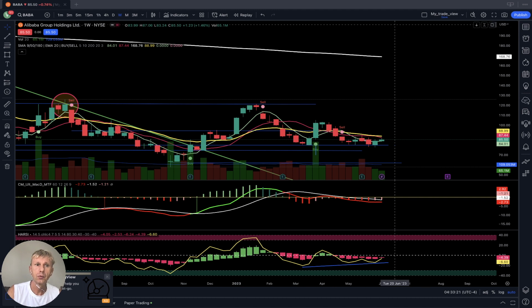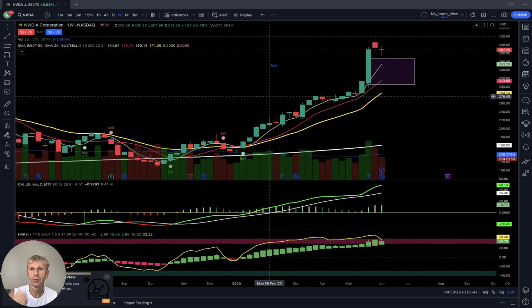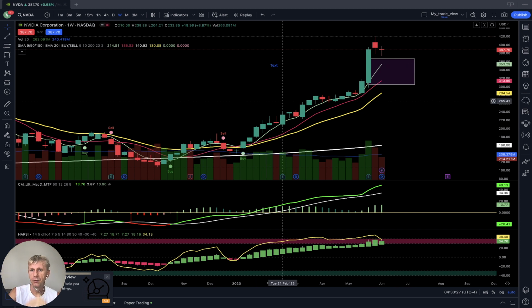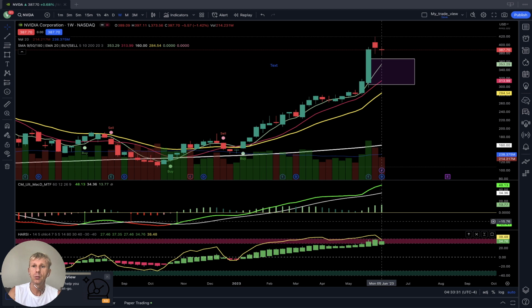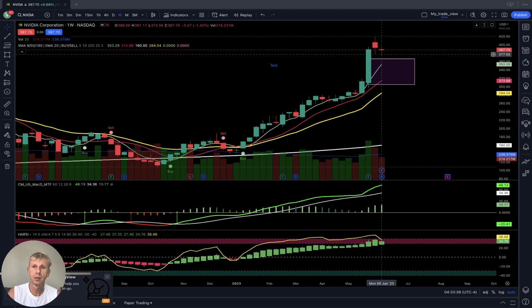Now let's move to NVIDIA weekly time frame. NVIDIA weekly is still bullish, still in overbought state. This white box is a huge gap, 20% gap, $60 gap. Still bullish trend, and remember the last bar, it's a doji bar, very disconnected from 5, 10, and 20, still disconnected from all moving averages. It definitely wants to connect back to moving averages.